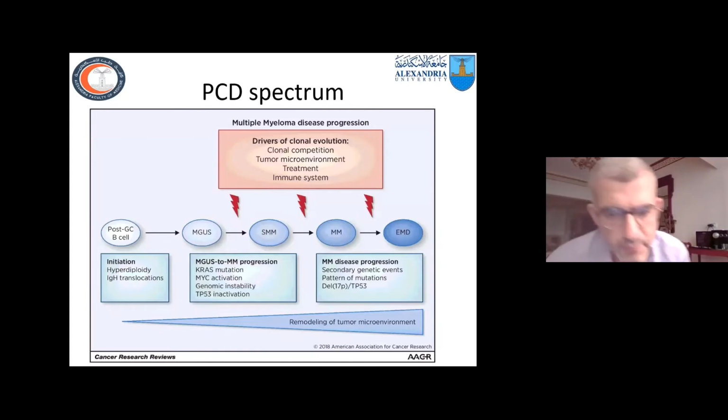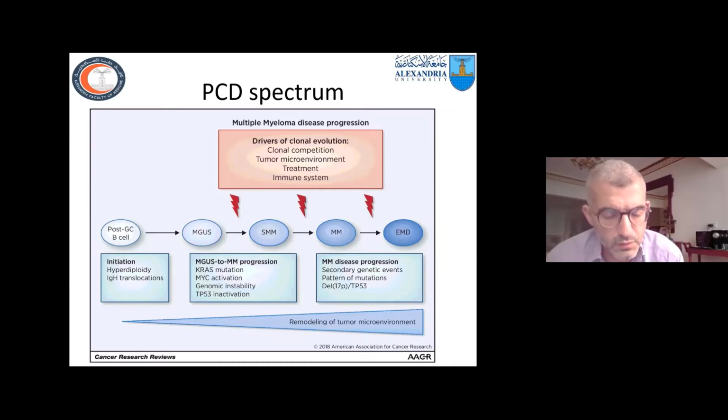So taking up a notch on the pathogenesis or the pathogenomics of the multiple myeloma, we need to know how the multiple myeloma disease progresses, and basically the drivers of the clonal evolution of the plasma cells from the bone marrow, which is affected by the clonal competition and the tumor microenvironment. Also the treatment and the immune system. Usually it arises from the post-germinal cell, B cell.